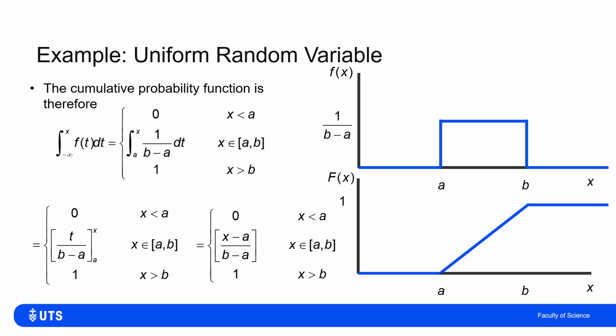So it looks like this. There's no sort of breaks. It's a flat horizontal line below a, a flat horizontal line above b, and this continuous constant gradient between a and b.